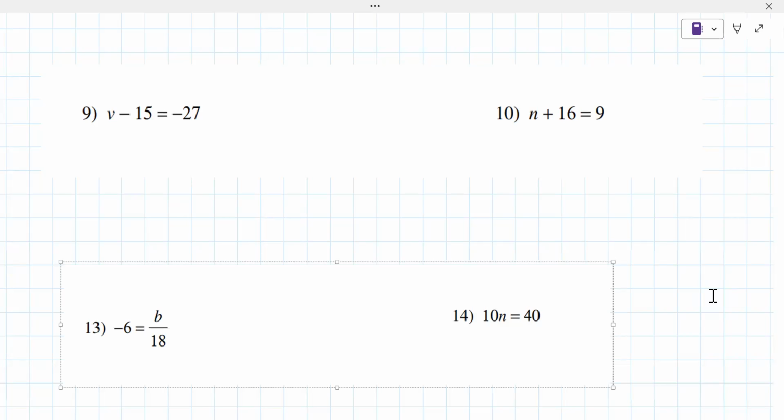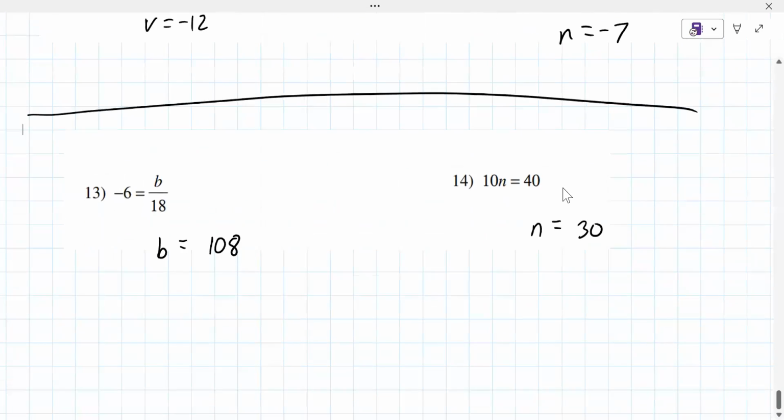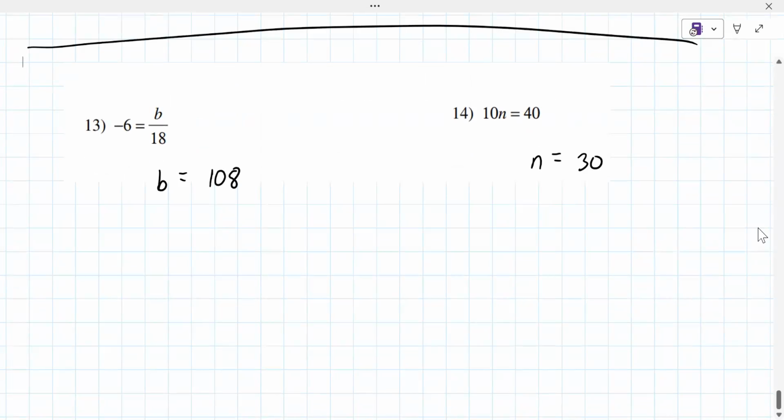First one is v equals negative 12. Second one, b equals 108. Third one is n equals negative 7. Fourth one is n equals 30. Okay, so the two on the bottom here are not correct. Why don't you take one more look at both of those, please?